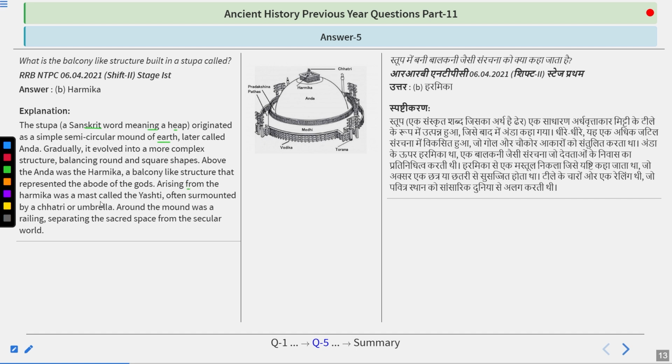Arising from the harmika was the mast called a yashti, often surmounted by a chhatri or umbrella. Okay, here you can see a chhatri over it. Around the mound was a railing separating the sacred space from the secular world. So here you can see it is Torana, it is Vedika, it is Medhi, it is Pathas, it is Pradakshina, it is Harmika, it is Anda, and it is Chhatri. So these are the particular words that are related to stupa, and stupa is related to Buddhism. Remember this question, it is an important question with respect to art and culture.